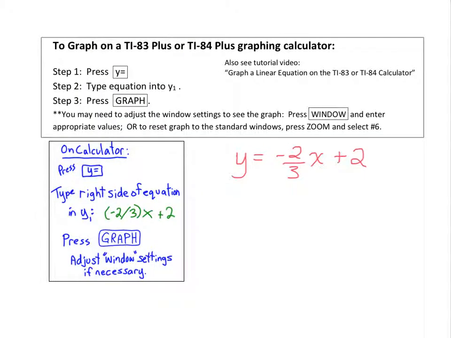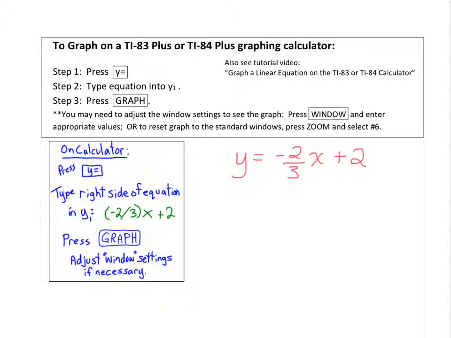So here are the steps of how to graph a line on your TI-83 or 84 Plus graphing calculator. You can also see a specific tutorial video of how to do this on your calculator. Step 1 is to press the y equals button. This button is found on the top left of your calculator just under the screen.